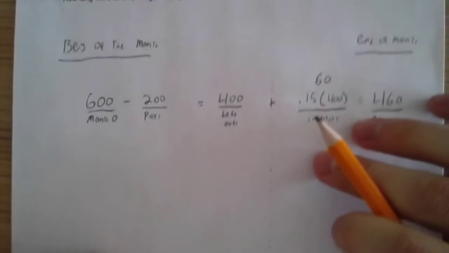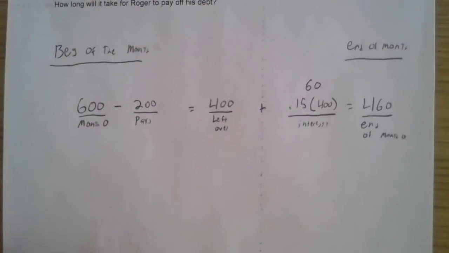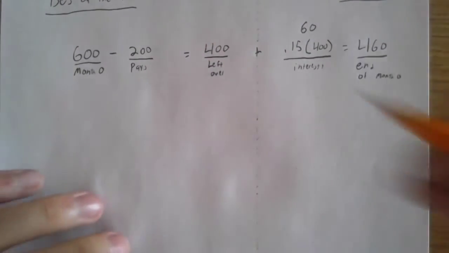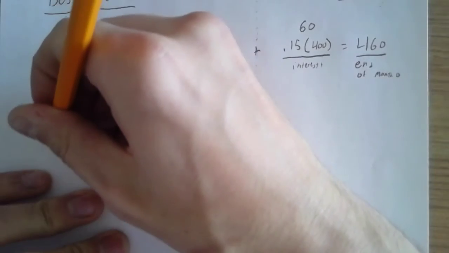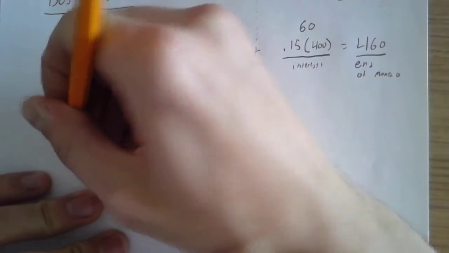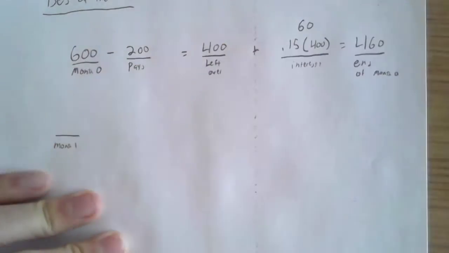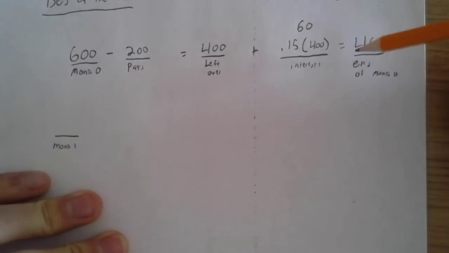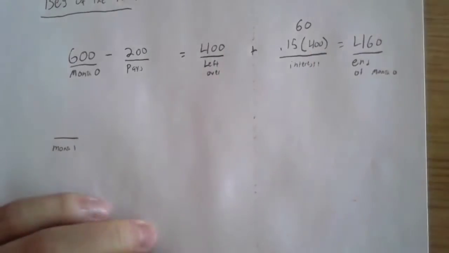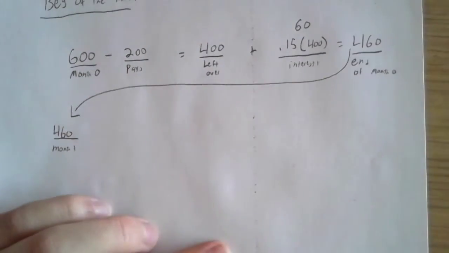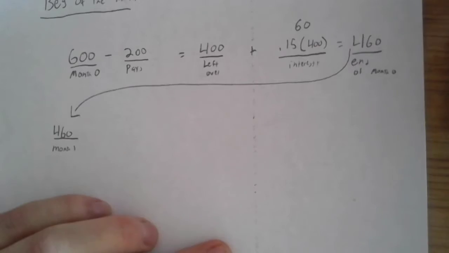So the problem is asking us to find out how long it will take for Roger to pay off his total debt. So we have to start this process all over again. Now we're in a new month. Here we are in month 1, at the start of month 1. And 600 was our starting balance before. What is our new starting balance? It will be the amount that was left over from the previous month. So we're just going to take that value and drop it right over here. $460 is our starting value for this month.